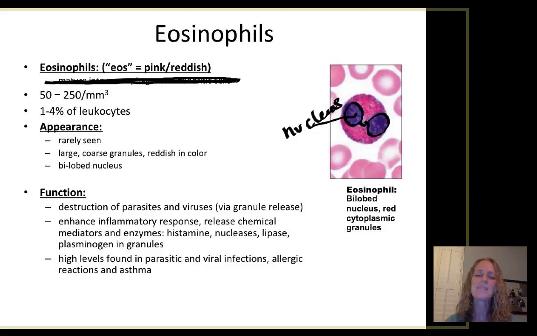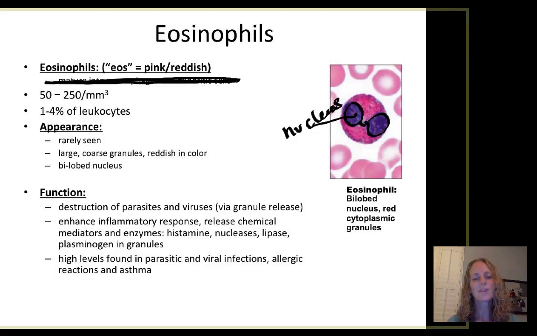Typically in a blood smear, these are so rare that they're very hard to find. They're only about 1 to 4% of the white blood cells. But you can probably tell them apart based on the fact that they have coarse granules, and look for that bilobed nucleus. That reddish color may be better in very nicely stained blood smears, but in the typical blood smear, not always that red.